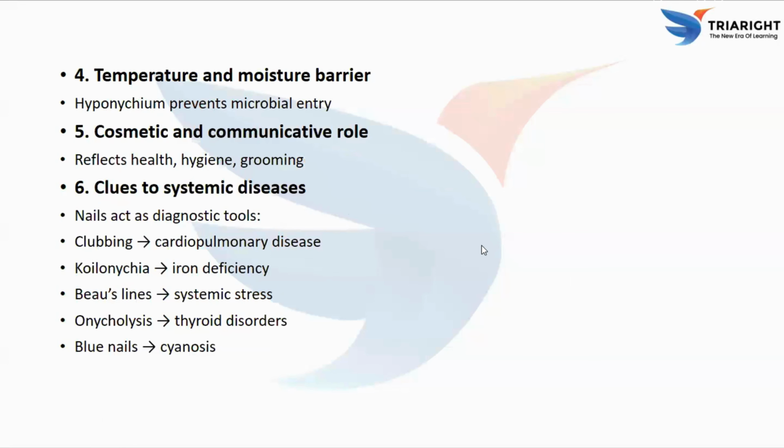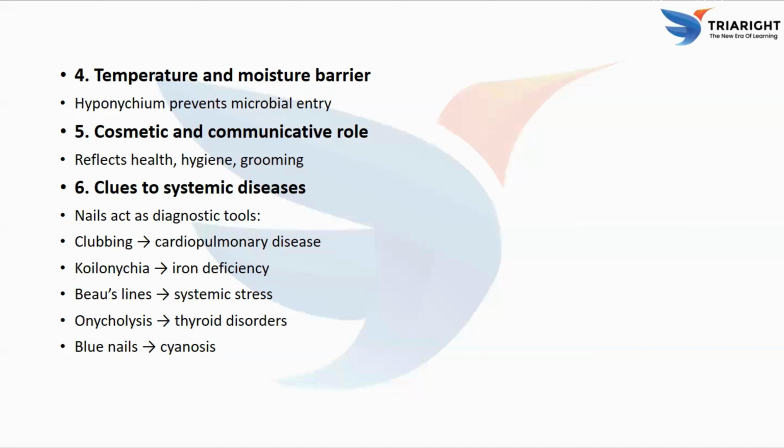The fourth function is the temperature and moisture barrier. This is mainly provided by the hyponychium, the tissue under the free edge of the nail. It prevents microbes and water from entering underneath the nail, working like a protective seal. Nails also play a cosmetic and communicative role. They reflect health, hygiene, and grooming, right? Clean and polished nails improve appearance and represent self-care and social communication. Healthy nails mean maintaining good hygiene and also confidence.